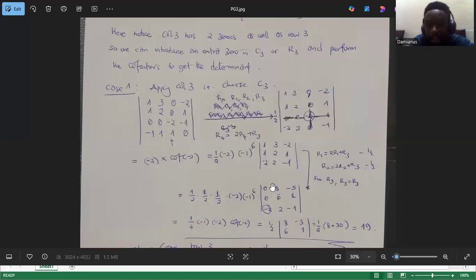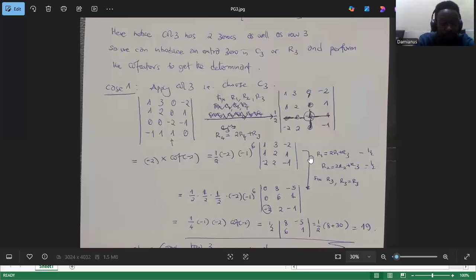And then now let's do the modification. So row 3 is minus 2, 2, minus 1. Then row 1 is twice row 1 plus row 3. So you multiply this guy by 2, you have 2 plus 2 is 0. Then 2 times 3 is 6 plus 2 is 8. Then minus 2 times 2 is minus 4, plus minus 1, minus 5. So that's our new row 1.